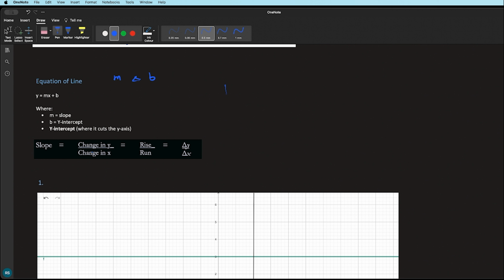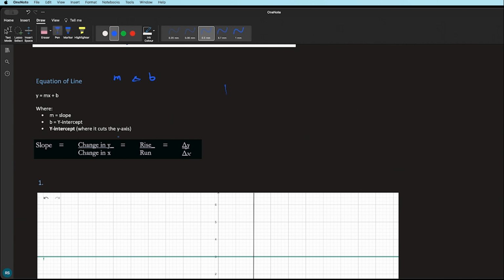So what is slope? You can see here, it is represented by delta y over delta x. Delta y means the rate of change on the y-axis, and delta x means the rate of change on the x-axis. It is also called rise over run.